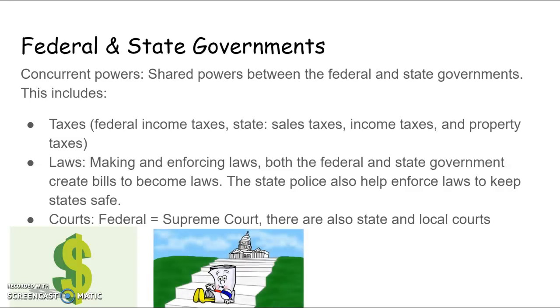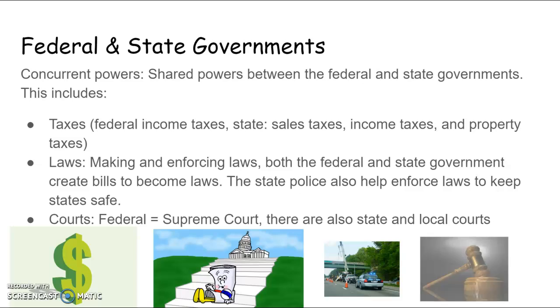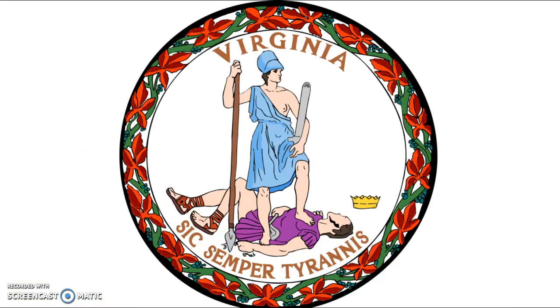Both share the ability to make laws and enforce those laws, and our state police officers help to enforce laws and keep the states safe. And then the courts. So the Supreme Court is the highest, it's the federal or the national level, but there are also different levels of courts at the state and local levels, and we're going to talk about those later.